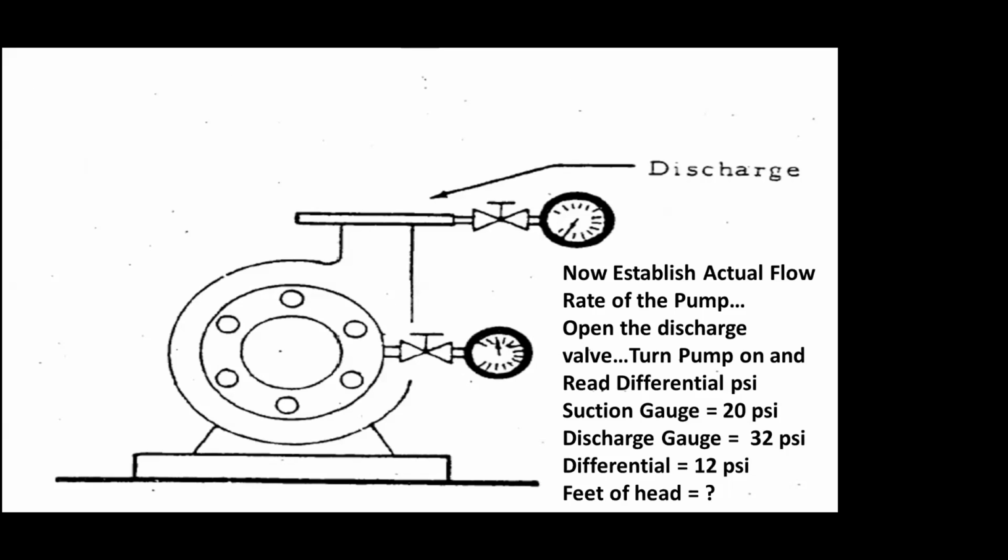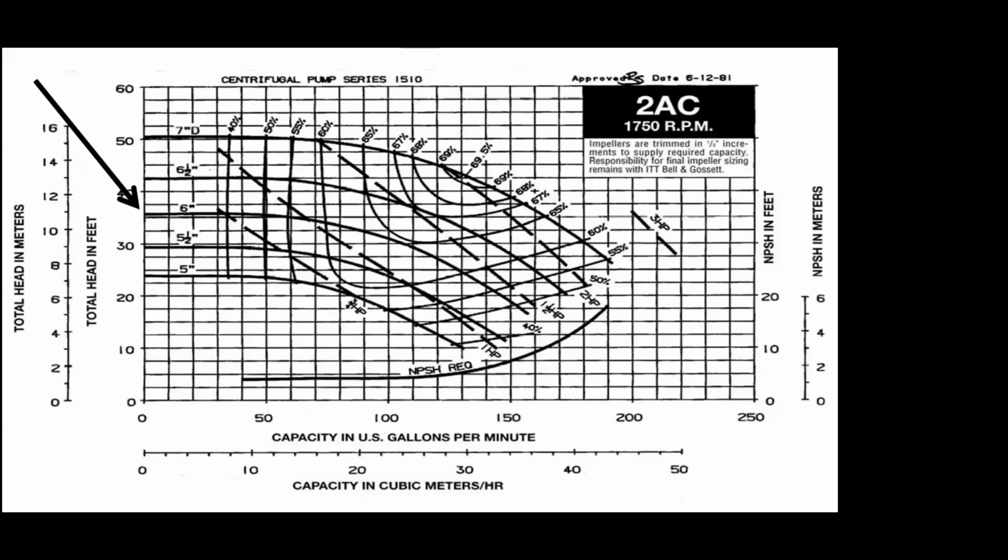So again, read 12 PSI, go back to my pump curve. Where's 12? Okay, there's 12 PSI. What do I do? You read horizontally until you intersect that particular pump's impeller curve. So in this case, I've confirmed that that pump's pumping about 120 gallons a minute. That's a way of using gauges to determine flow rate.